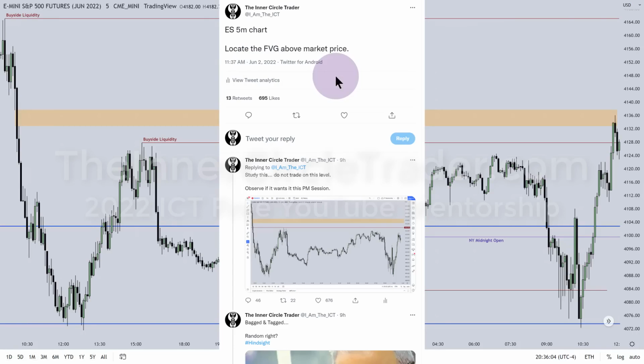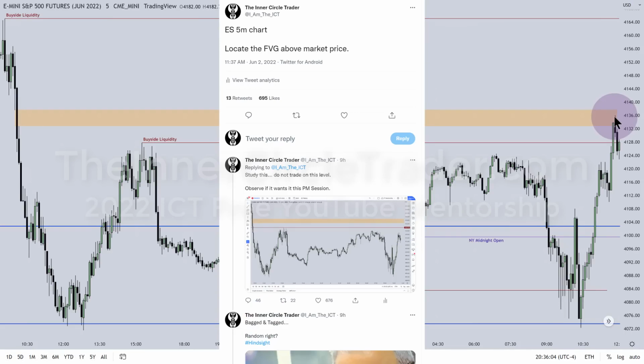I've enjoyed it in the past, and you can see here the time, 11:37 a.m. This is local time, Eastern time. And June 2nd, I asked everyone on E-mini S&P 5-minute chart, locate the fair value gap above market price. That's this one here. So I gave a little bit of time for folks to look for it themselves, and then I gave this here. So the market was trading right there, and the draw on liquidity was here. Obviously you can see here, shortly after that, it was bagged and tagged, as it was trading up into that level there.